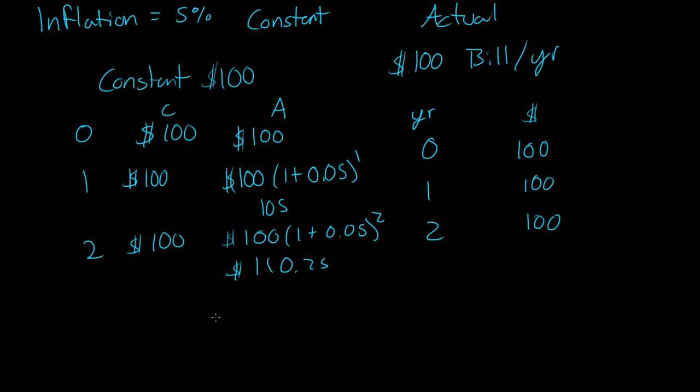Again, the equation to find out how many actual dollars you have to give for some constant value at some time is: actual dollars is equal to the constant dollars times 1 plus the inflation rate to the power of n, where n is the number of years. So we wanted to see the actual dollars we needed to give at year 2, so n is equal to 2, f is equal to 0.05, and of course c is equal to 100.